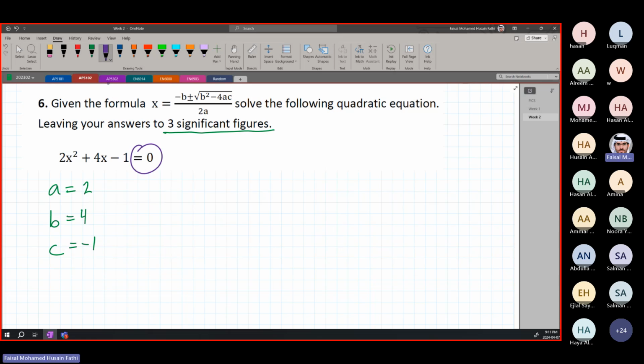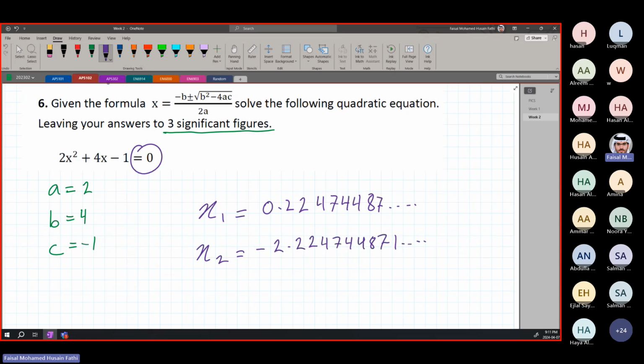I press equal. X1 is going to be equal to 0.2247448. X2 is going to be equal to minus 2.224744871 and so on. What does 3 significant figures mean? 3 significant figures means the answer has to be 3 numbers. All right, 3 numbers after the zeros. If you have 0 to the left, these do not count. So we need 1, 2, 3. So this is up till here. This is 3 significant figures.